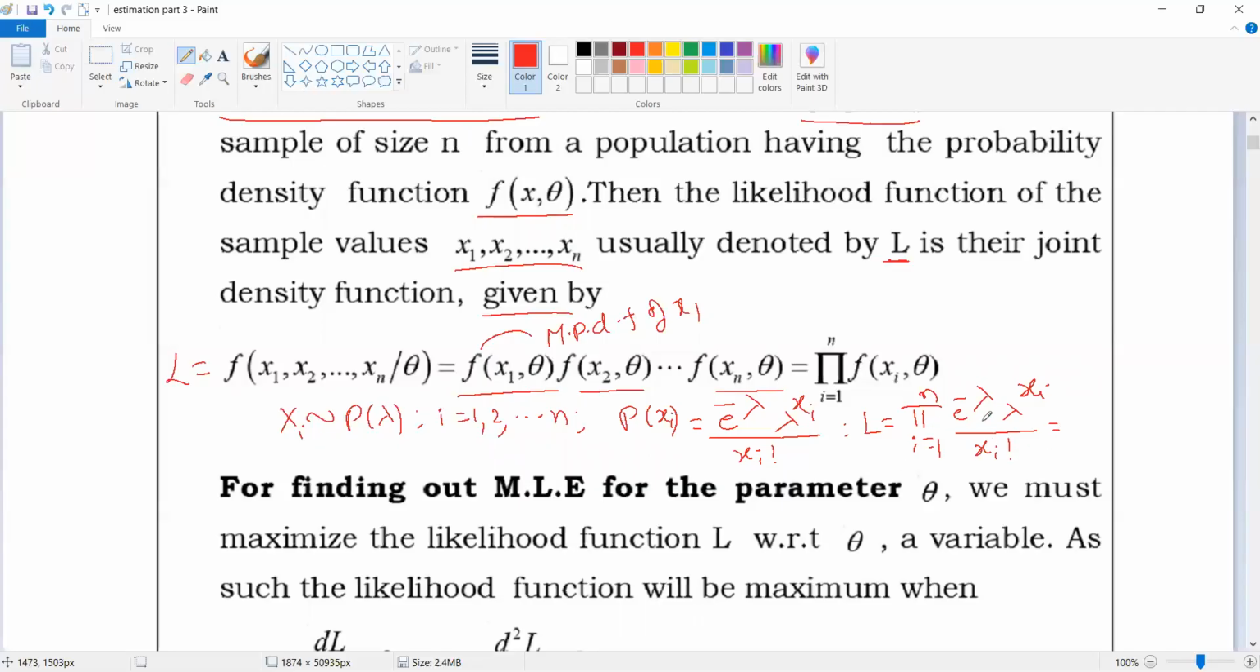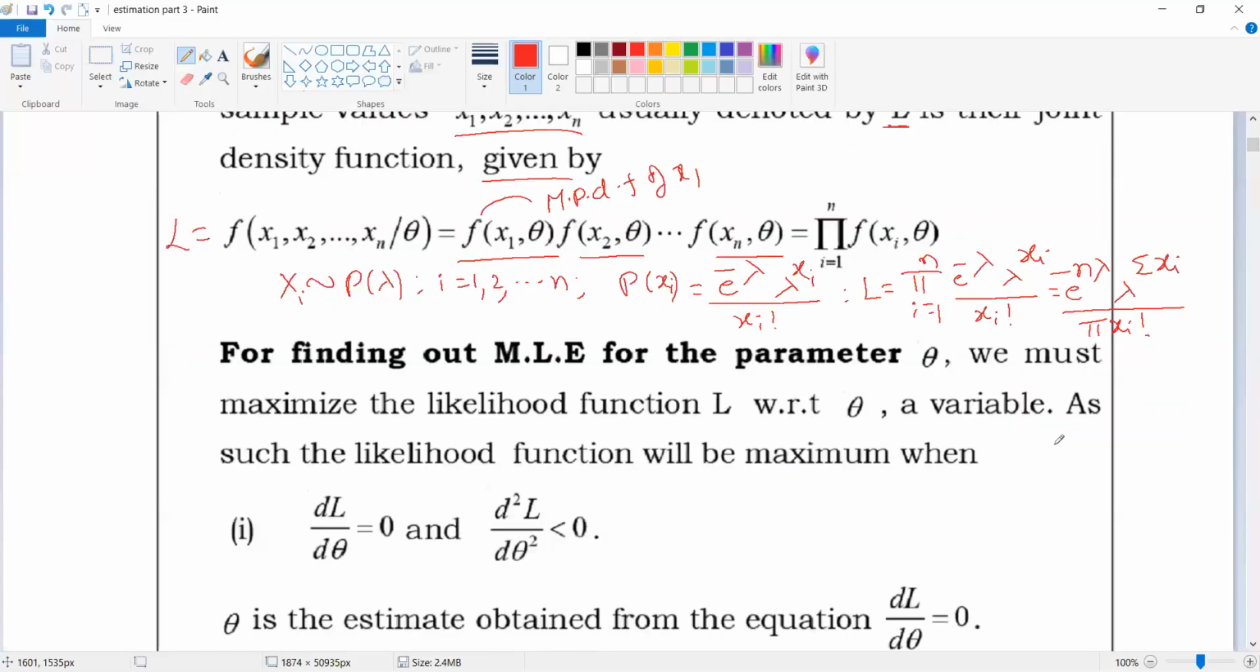Now here e to the power minus lambda is constant. So the product gives e to the power minus n lambda, lambda to the power summation xi, since equal bases have their powers added, divided by the product of xi factorial. This is the likelihood function. It is a radical function, so for further simplification we have to take logarithms. Easily we can simplify this likelihood function. So this is the process to write the likelihood function of the given distributions.